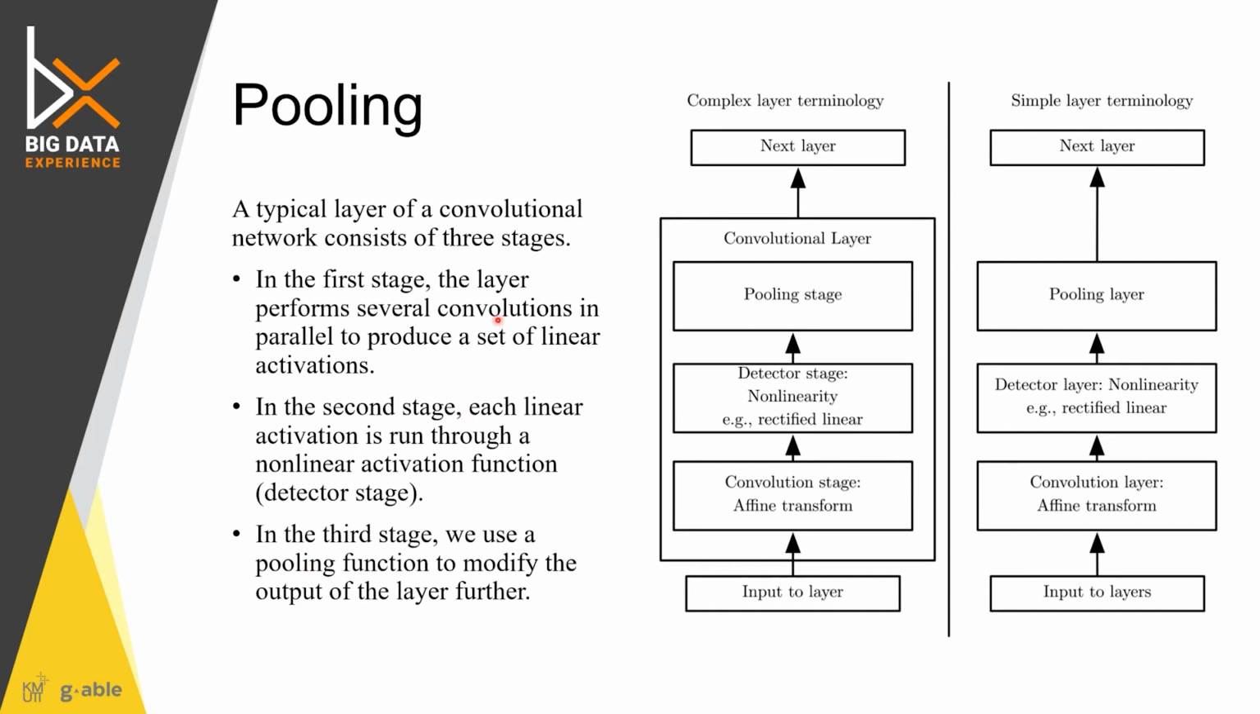Okay, so when you have the input layer coming in, you get the convolutional stage, and then the detector stage, and then the pooling stage. Right. So in terms of layers, you have all three here to denote a certain processing unit in a convolutional network. Okay, what is the purpose of pooling? To summarize the data or compress the data into a lower dimension.